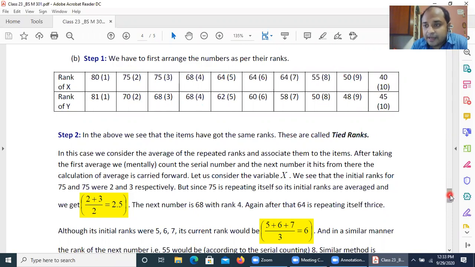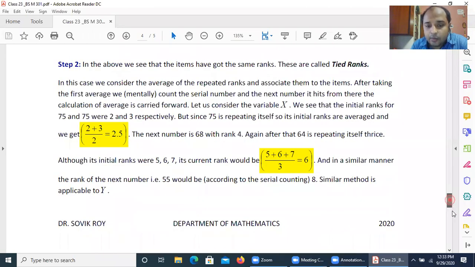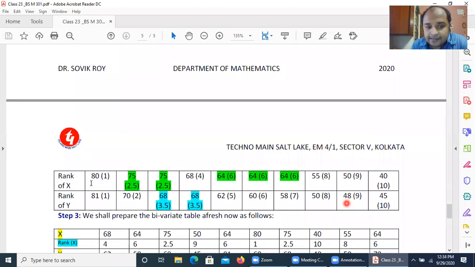So ultimately, by this calculation, we get a new chart. In this chart, the person who has got 80 is the rank 1 person. The persons who got 75 have got rank 2.5 and 2.5, because the average of 2 and 3 is 2.5. If you maintain the seriality, this is 1, this is 2, this is 3, virtually, that item is 4, appearing only once, and so I am putting here 4.